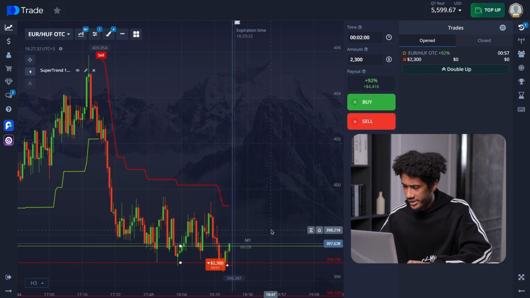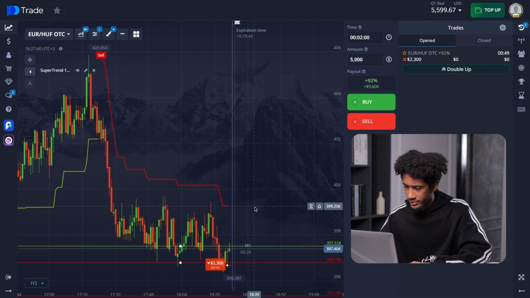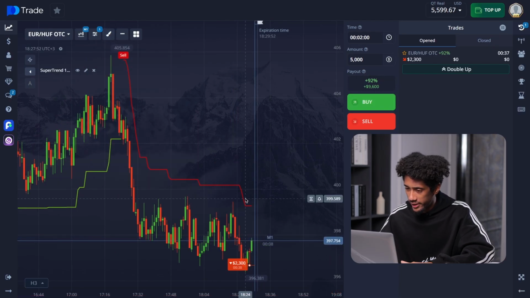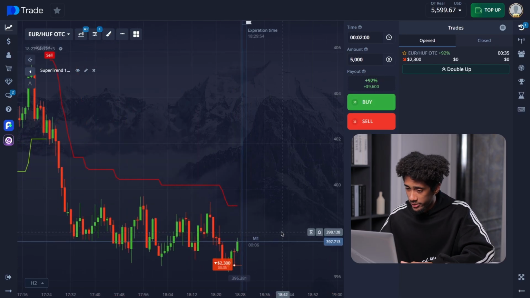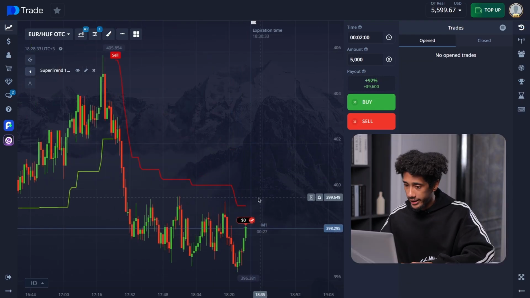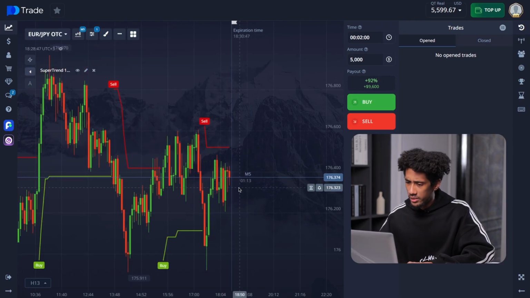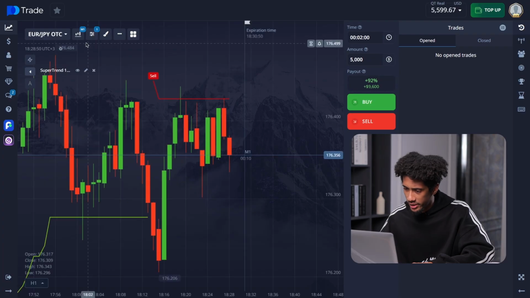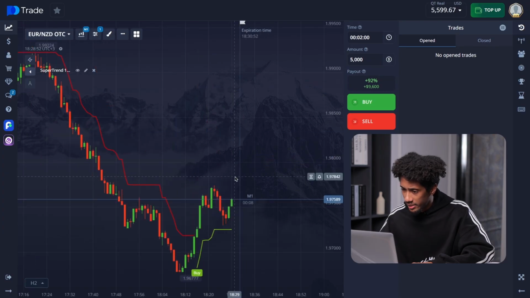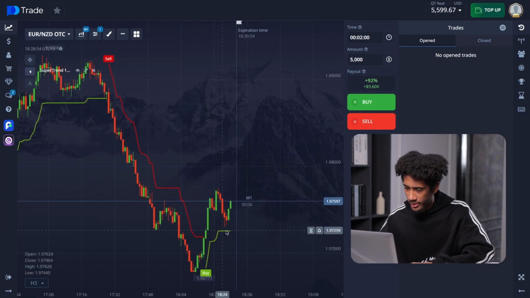Let's not risk it. Let's open full size on another pair. Alright, this one is almost certainly red. We'll just wait it out. Yeah, sadly, loss. What about this one? Yes, bounce. Here too, bounce. But it's ranging. Let's skip this pair.